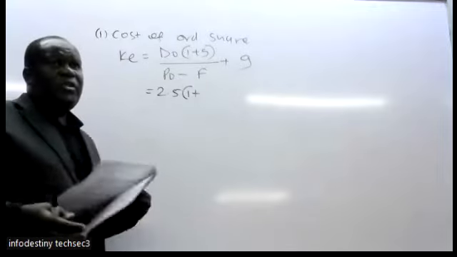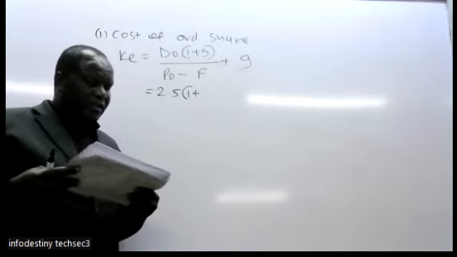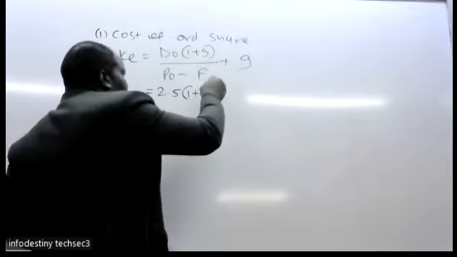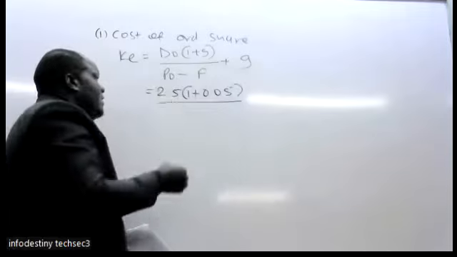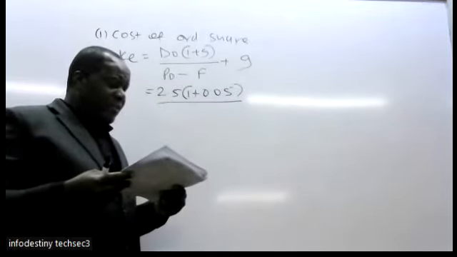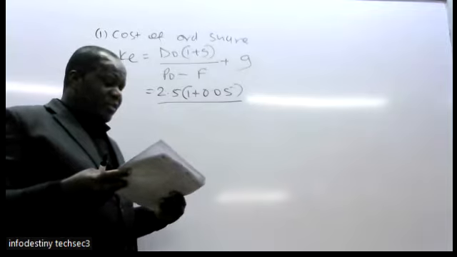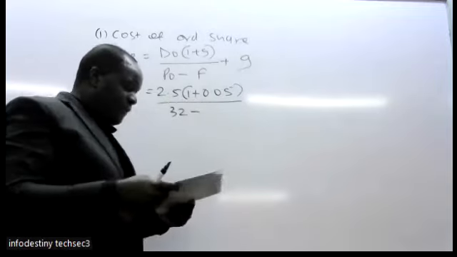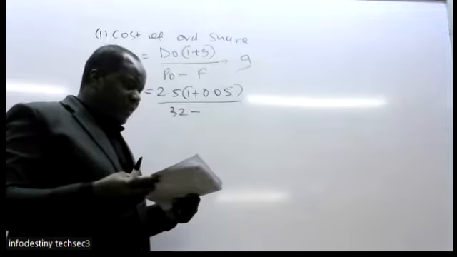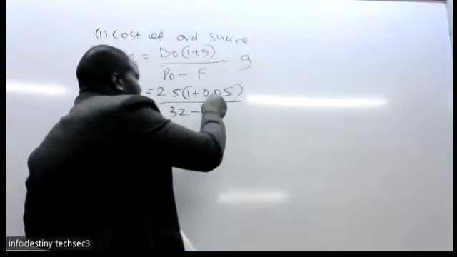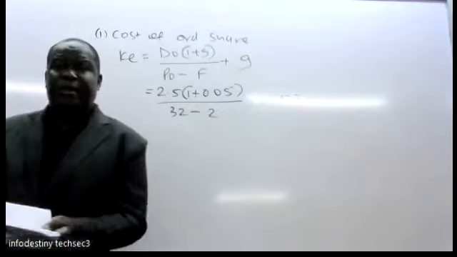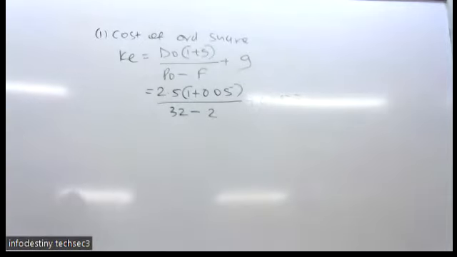Then 1 plus g. g is the growth rate, still in note number three. It is growing at 5%, which is the same as 0.05. We divide by P0. P0 has been given in note number two: 32 shillings per share. We take 32 minus the flotation cost, which was given as 2 shillings. Then you also add 0.05, and express that figure as a percentage.